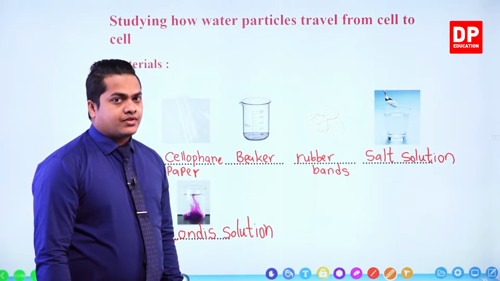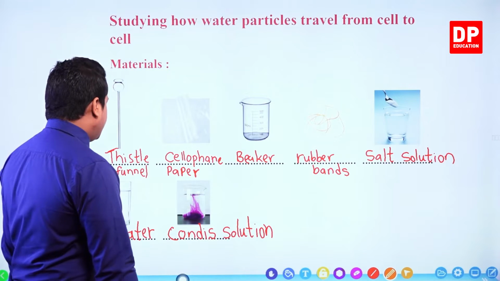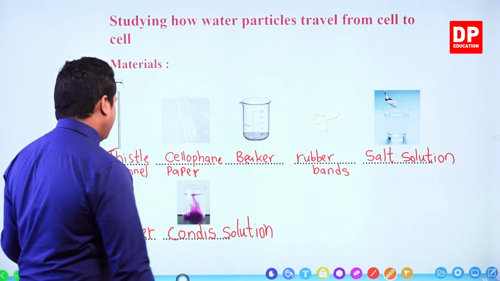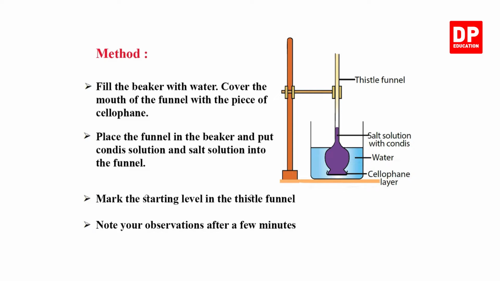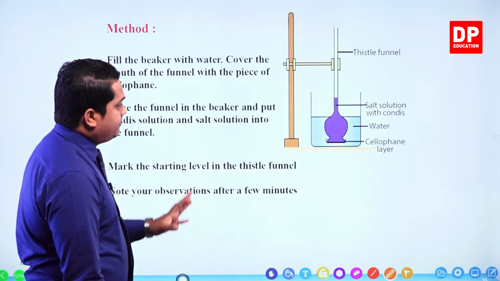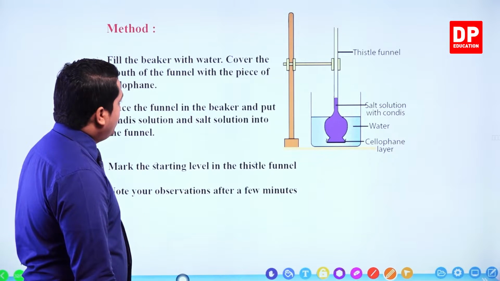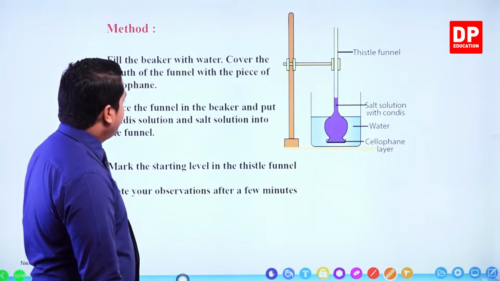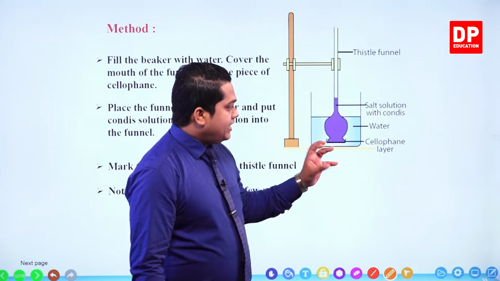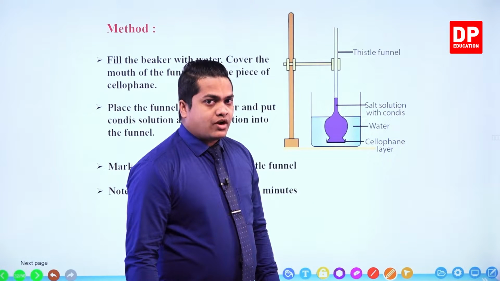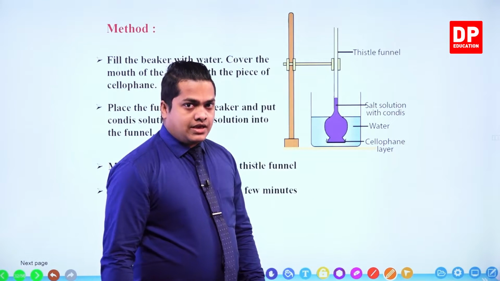Right, my dear children? So let's now observe how to conduct this activity, or what the method is in doing this activity. The method is given: fill the beaker with water. Now you need to fill the beaker with water. Cover the mouth of the funnel with the piece of cellophane. So by using the cellophane, you have to cover the mouth of the thistle funnel, using the cellophane layer.